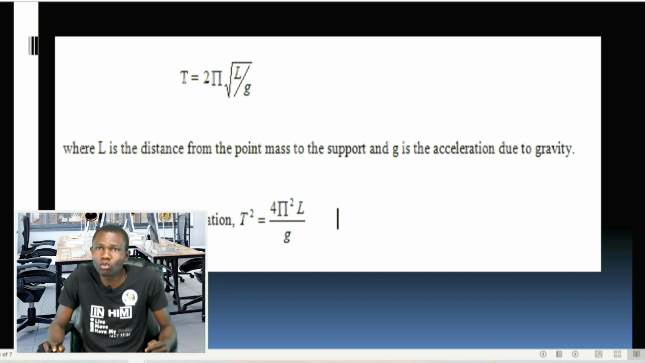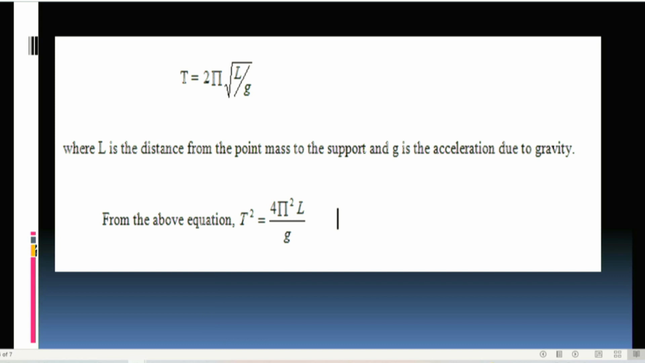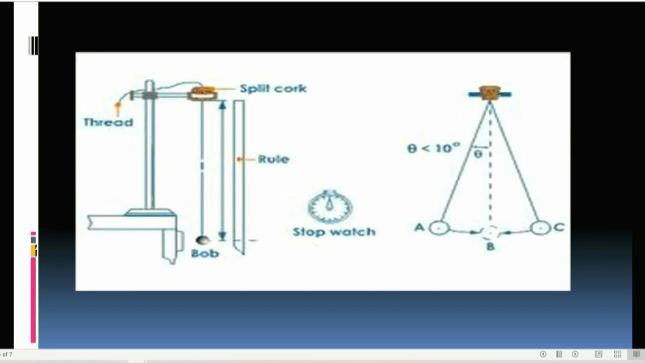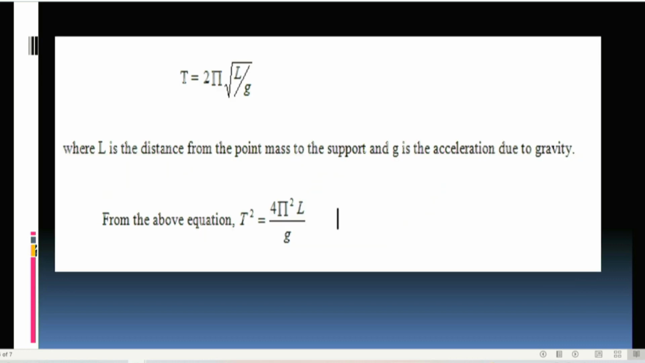Now from this equation, if you linearize it, you have T squared equals 4 pi squared multiplied by L over g. Now, having your T squared plotted on the vertical axis and your L on the horizontal axis, you can conveniently bring out the slope of the graph, and the slope of the graph will help you to determine acceleration due to gravity.